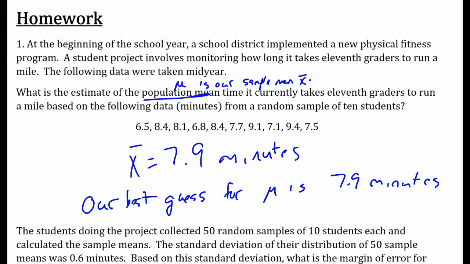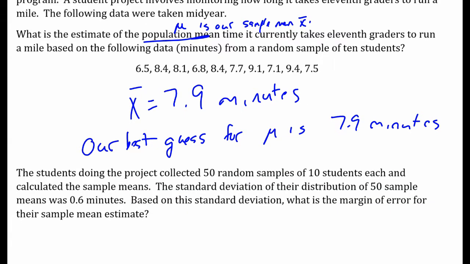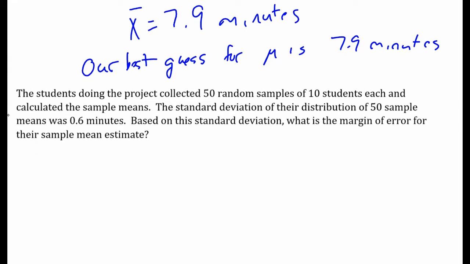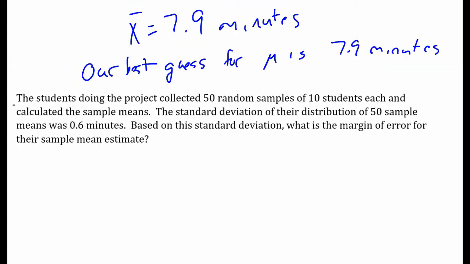But what we can do from this is we can now create a confidence interval because we know the true population mean probably isn't 7.9, but it's going to be around it. So by making a confidence interval, we get an interval of plausible population means. We get an interval of possible mu's, possible population means from this sample.